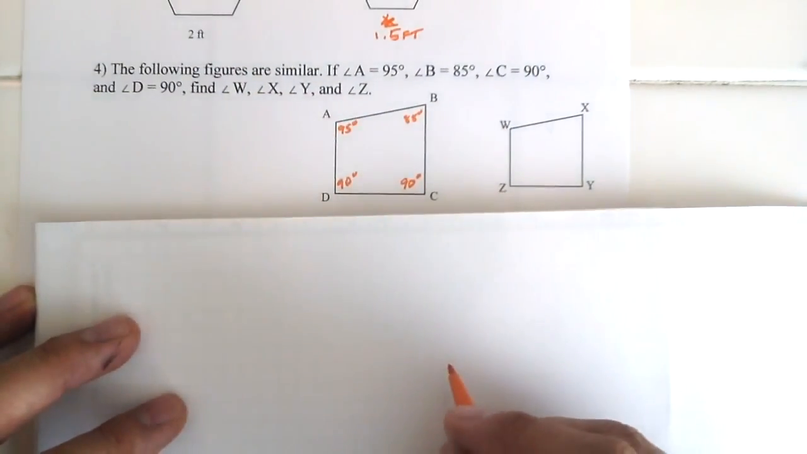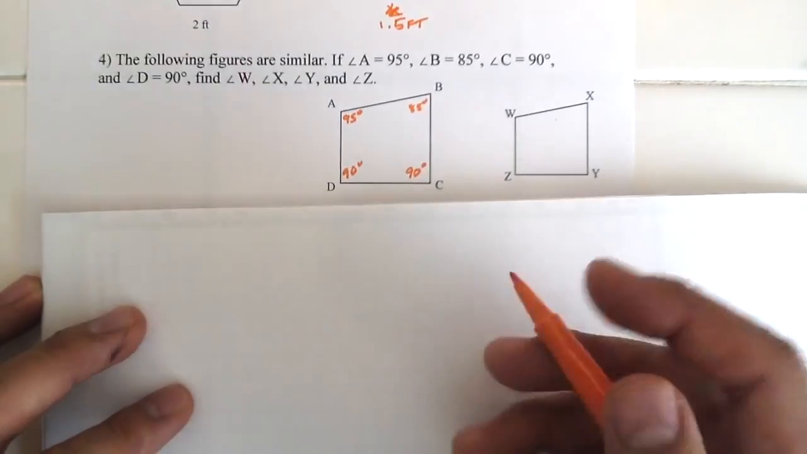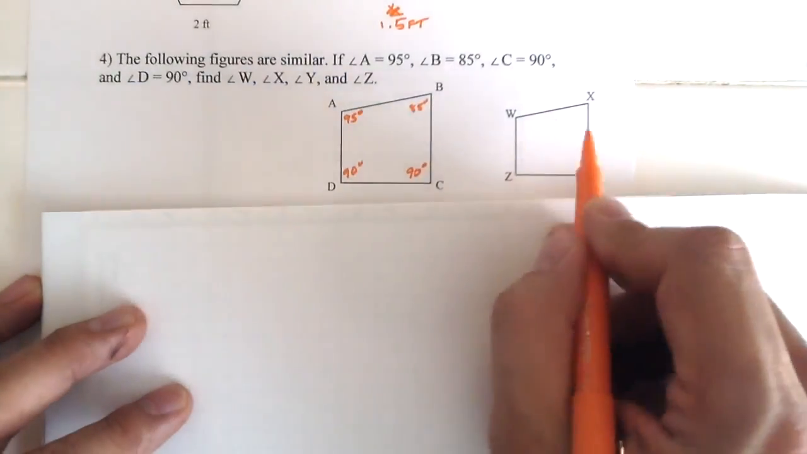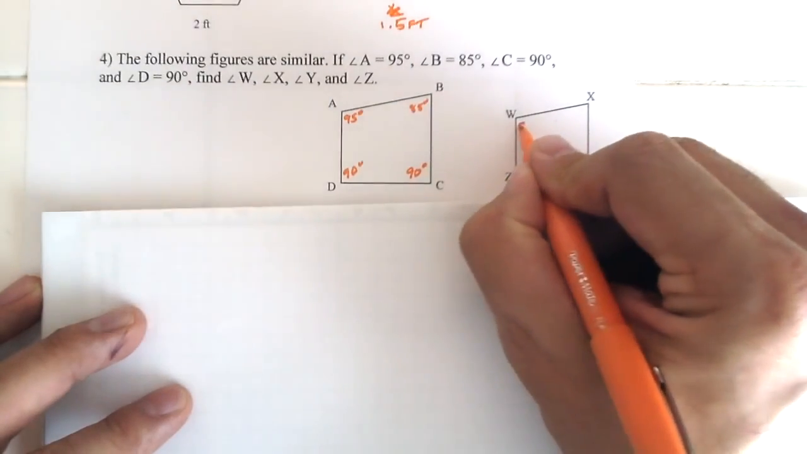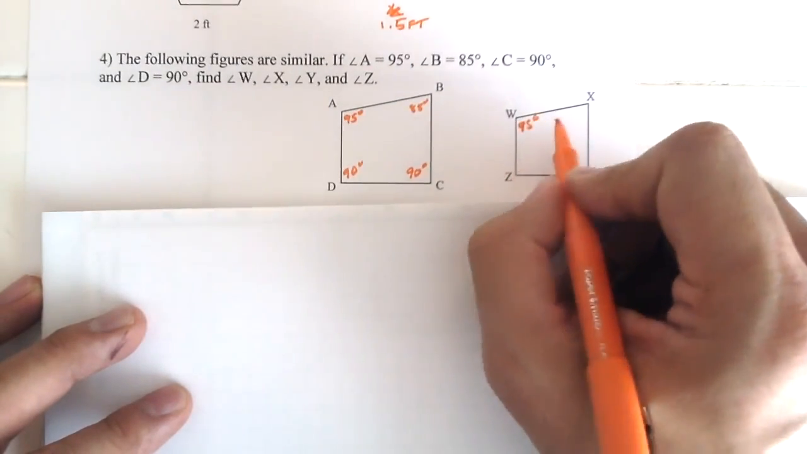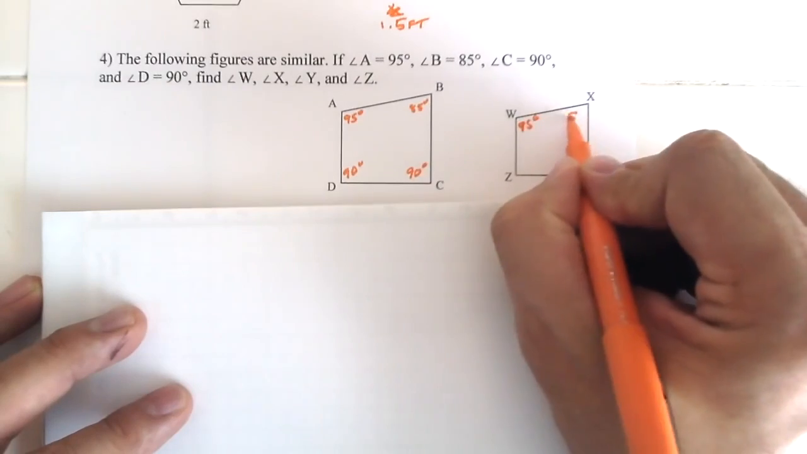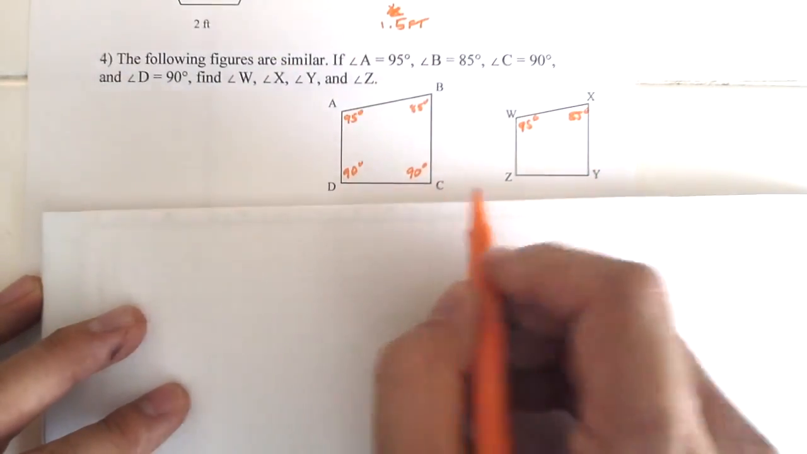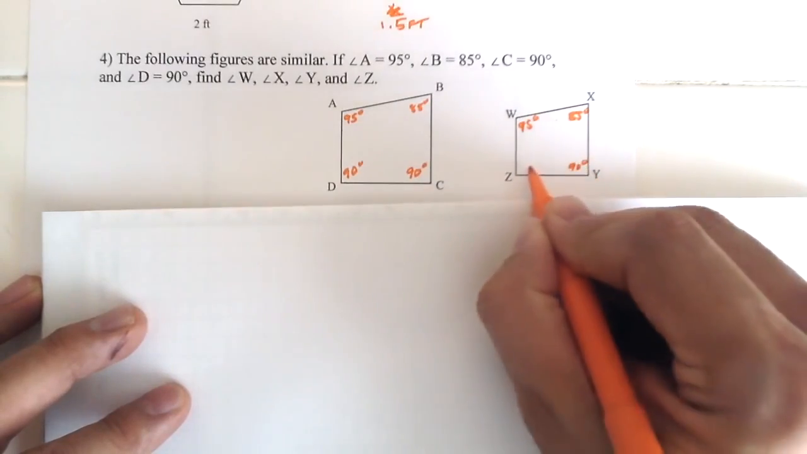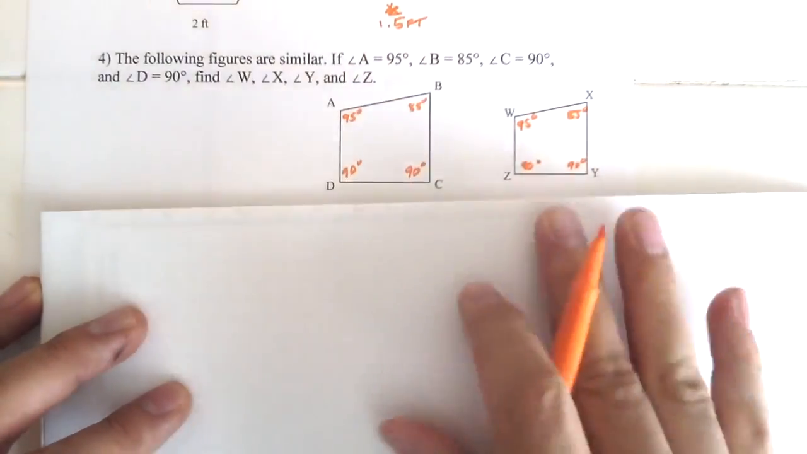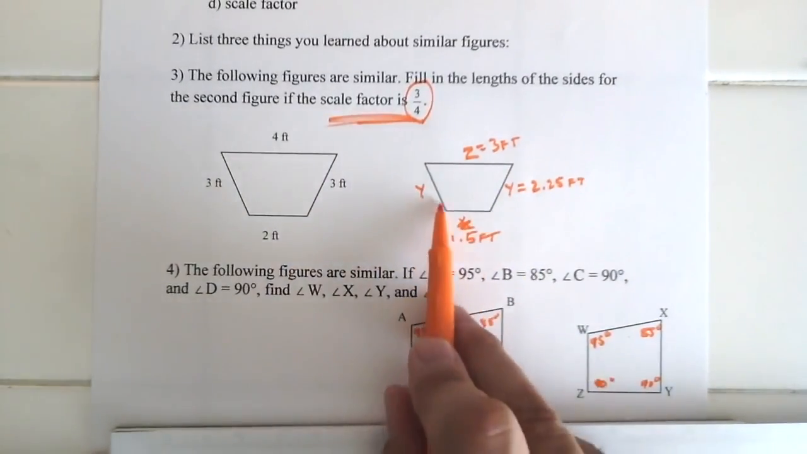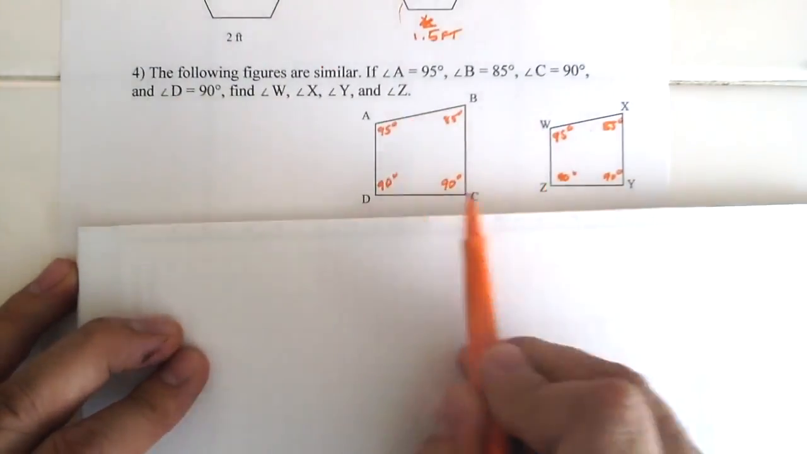So hopefully this was an easy one for you, because all you really needed to do was realize that all the angles should be the same, despite the fact that it's a smaller shape. W was 95 degrees, X was 85 degrees, and Y and Z, these two corresponding ones, were both 90 and 90. So despite the fact that on number 3 the size of the sides changed, the size of the angles did not.